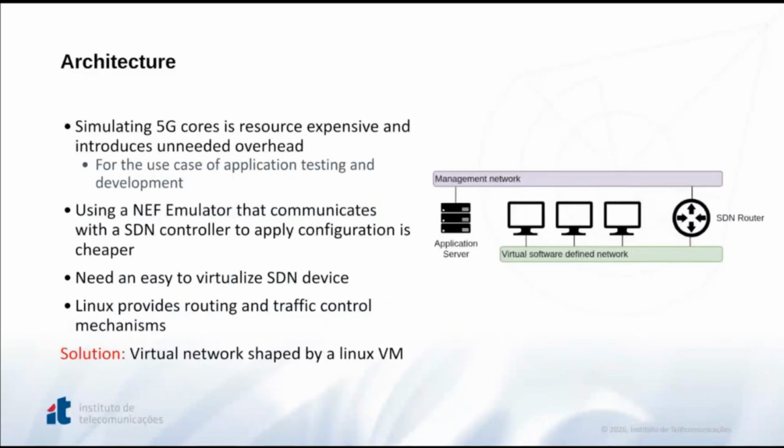Let's now talk a bit about the architecture. The most straightforward way to emulate how a network behaves is to effectively run a network using either an open source 5G core and a simulated RAN. However, this is quite expensive in terms of resources and computation and bandwidth, and introduces quite a bit of overhead.